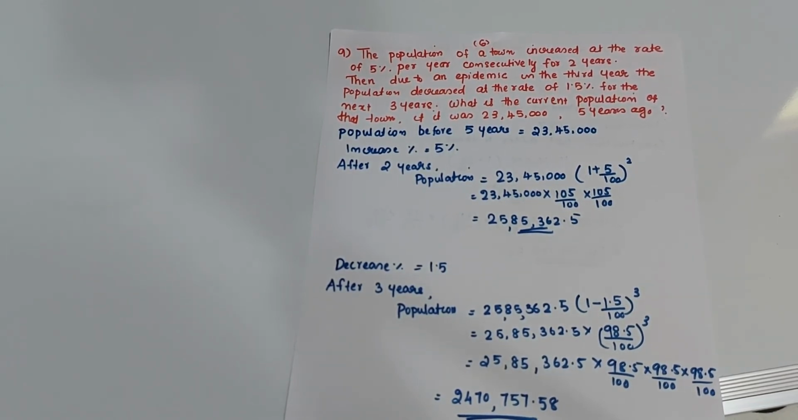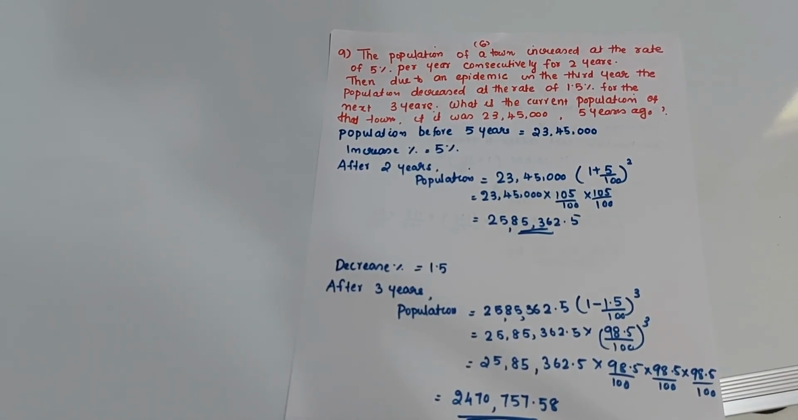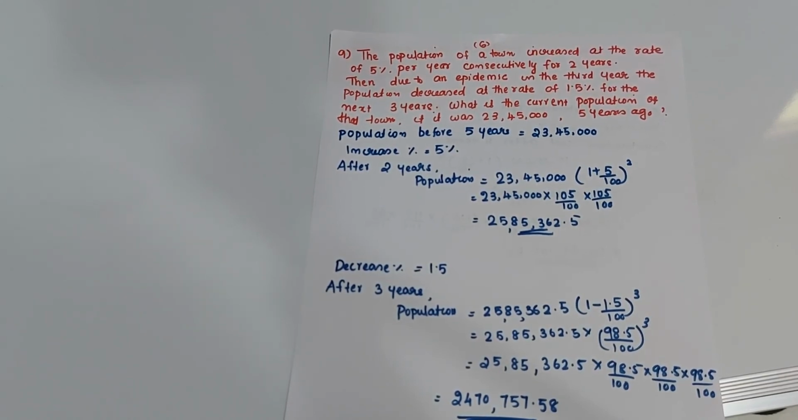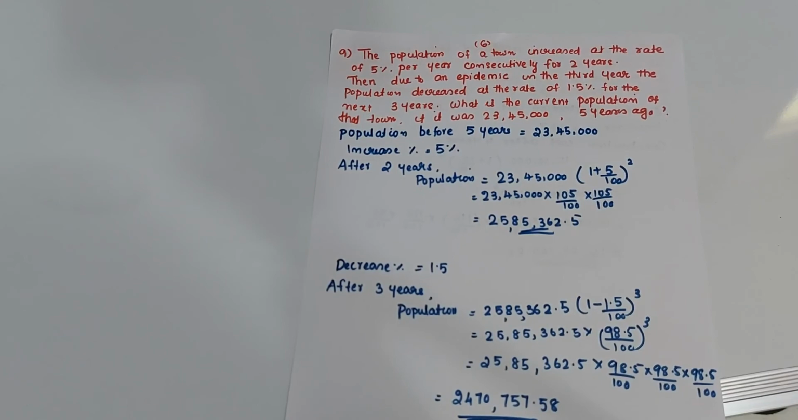Here first the population increased for 2 years. Then after those 2 years the population decreased for 3 years, due to some epidemic. So we have to find the current population. First you find the population after 2 years and then find it after 3 years. The population 5 years ago is 23,45,000. Then it is increased by 5%, so the increase percentage is 5%.